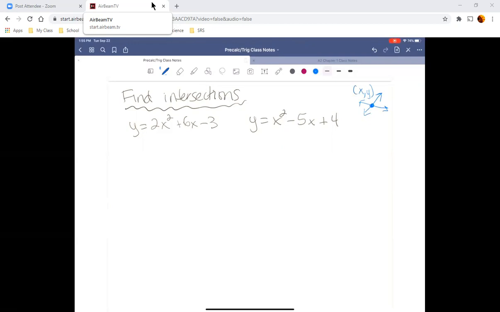Last week when we did these, we used our fancy little graphing calculator. So we ultimately went to Desmos.